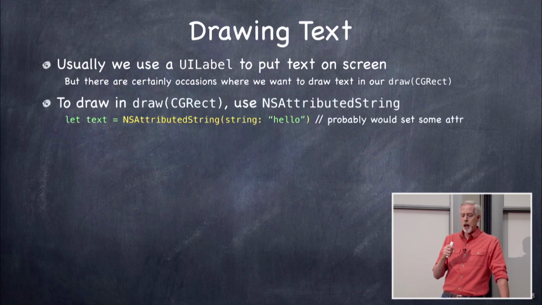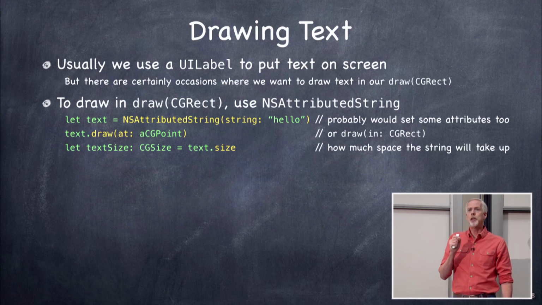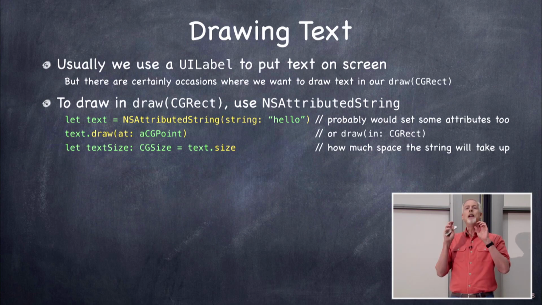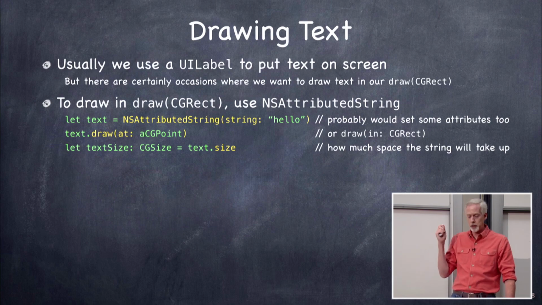But I will talk to you now about how to draw in your draw rect, and you use an attributed string. So you just create an attributed string, and you send it the message draw. And it will draw at the point you say in your current context. So drawing text could not be easier. You already know how to do an attributed string. Here, my attributed string doesn't have any attributes for slide space reasons. But you put your attributes on it, whatever, and then do draw(at:).